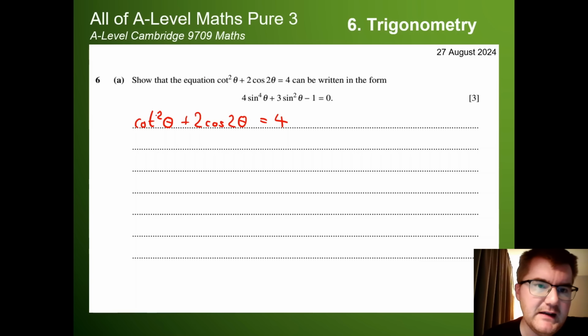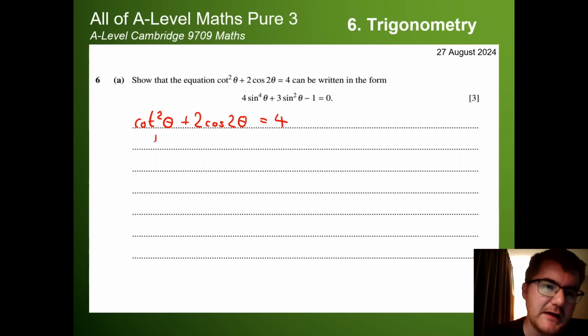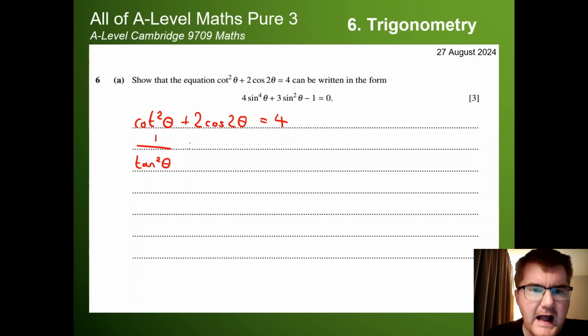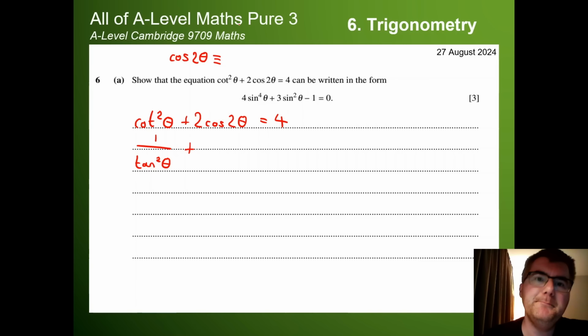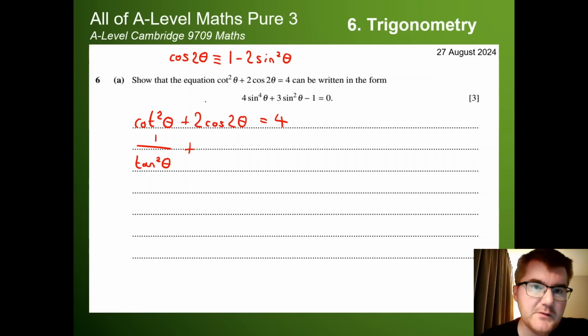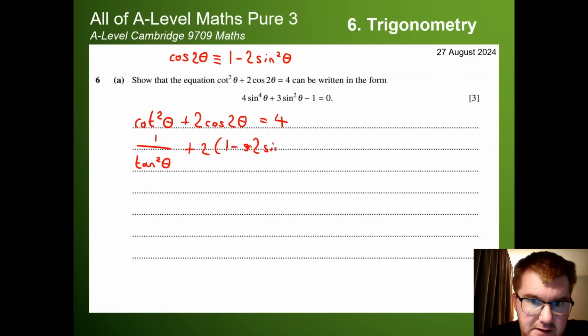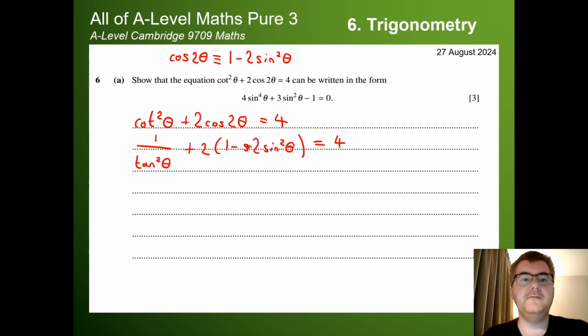So my first step here is, well, cot squared theta, that's the same as 1 over tan squared theta. That's useful. And if we've got cos 2 theta, there's a couple of different ways you can write this. But the one that we want to use here is the 1 minus 2 sine squared theta version, because we have sine in it. So we have plus 2 lots of 1 minus 2 sine squared theta, and this is all equal to 4.